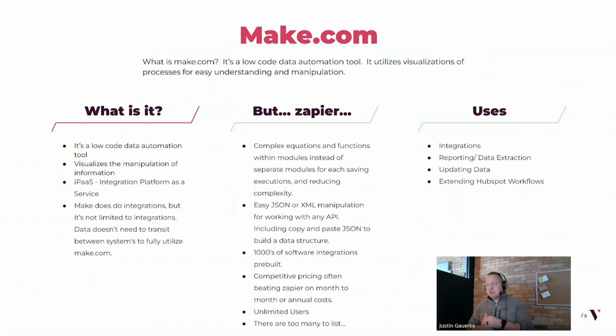There's easy manipulation of JSON or XML, which is great when we're interacting with a system that doesn't have a built-in integration. So for some random system that we're interacting with that has an API, this is a great feature of Make. Zapier doesn't really have it.